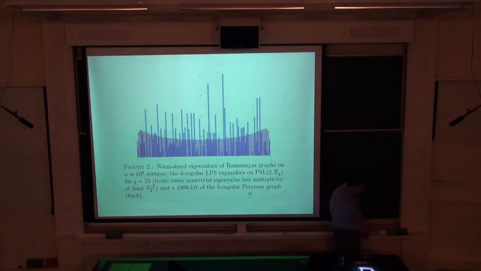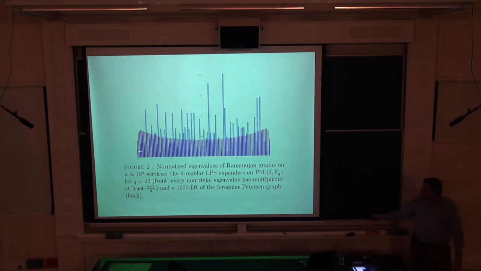However, when we take this random lift just with 1,000, we get a graph with only 10,000 vertices. So one can check numerically, or to be more precise, my co-author can check numerically what the eigenvalues of this graph are, and verify that it is indeed Ramanujan.